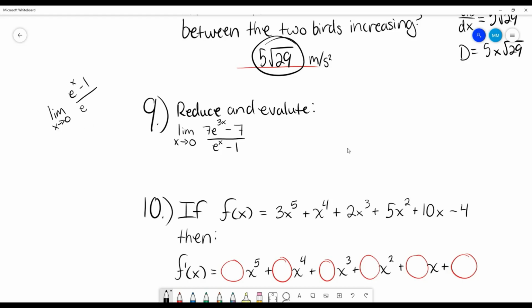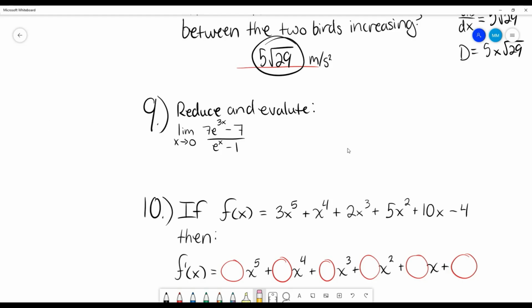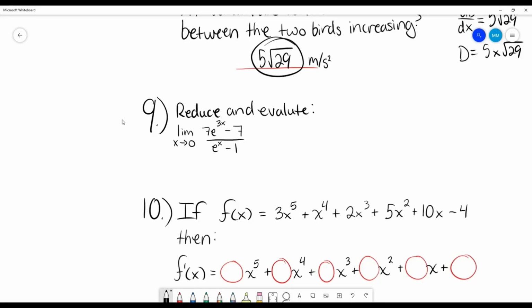wait a second. I feel like I'm misremembering, actually. Give me one moment. Okay, so I was misremembering, but that's okay because I figured it out.